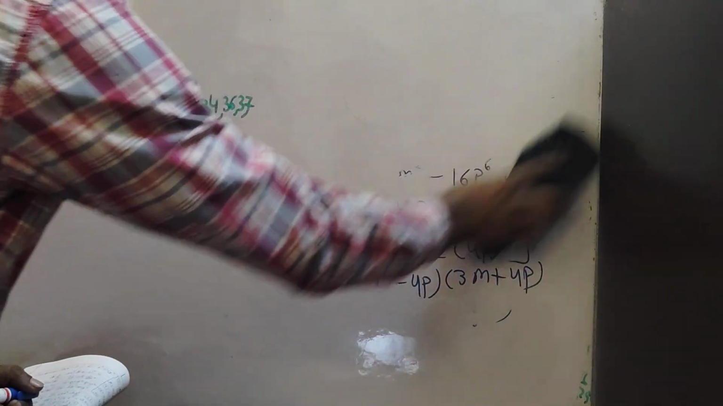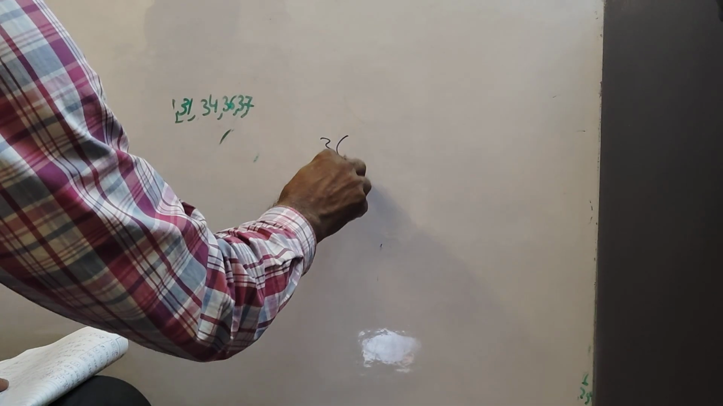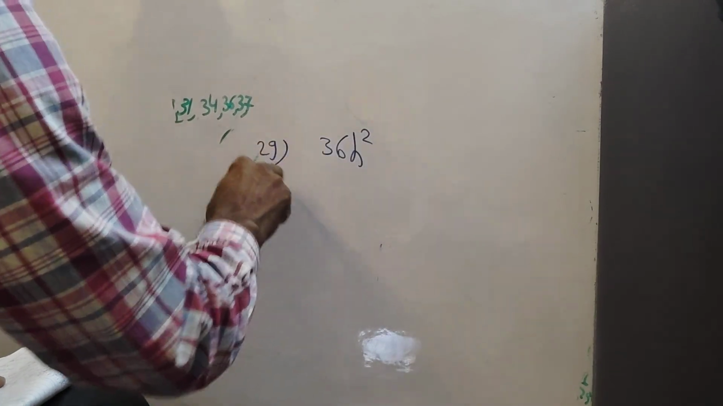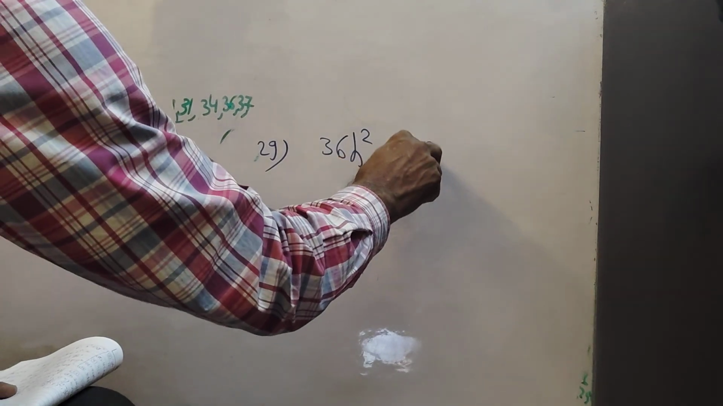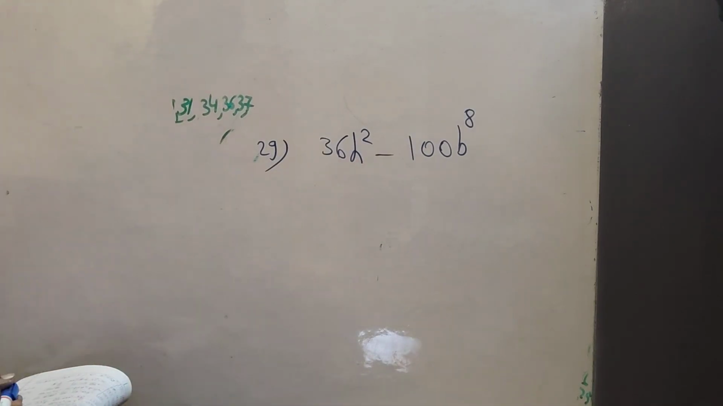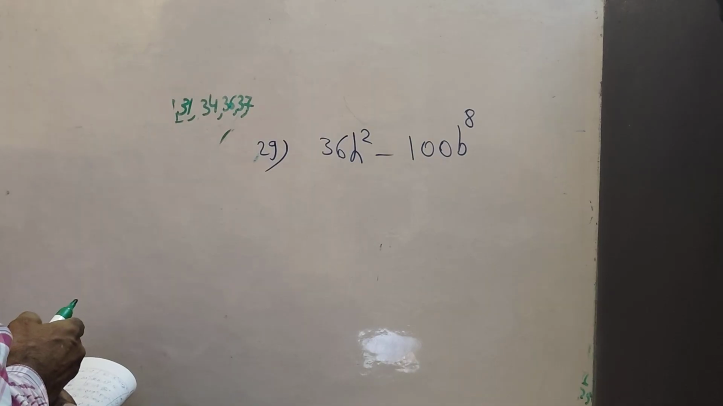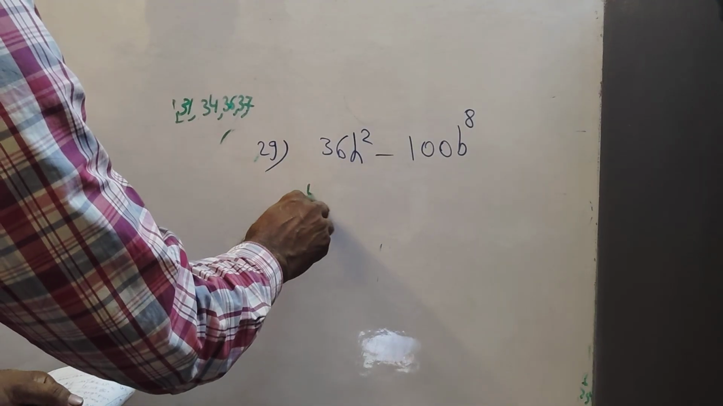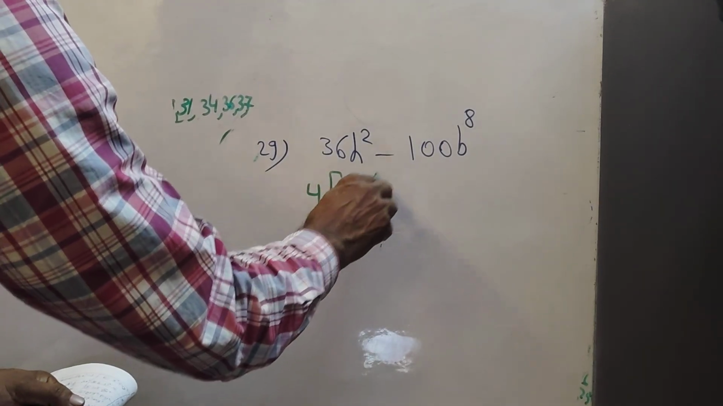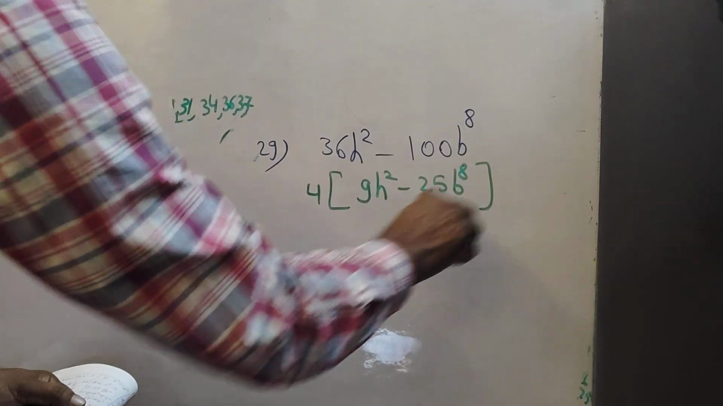Now the next one is 29. The question is 36h squared minus 100b raised to the power 8. Now first again we take the common. The variables do not have a common, so the number is common, and what is the common number? From 36 and 100 we can say it is divisible by 4. So we take the common 4, so it gives us 9h squared and 25b raised to the power 8.